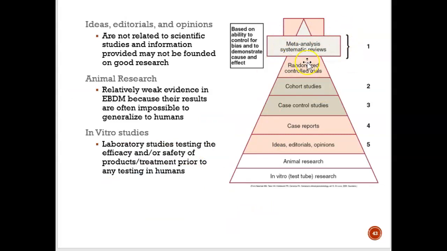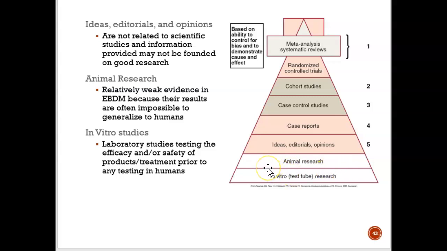Okay, so the best one is your meta-analysis and systematic review. Then we have randomized control trial, cohort, case control, and case report. So we looked at all these. The next one is ideas, editorials, and opinions. So when you read someone's opinion on something, when you read an editorial, not as good. We like to see actual cases. We don't like to see someone's opinion on it. Not as strong, not as credible.